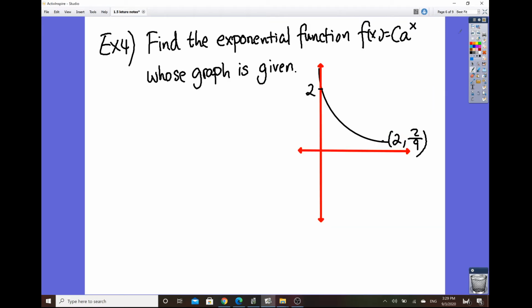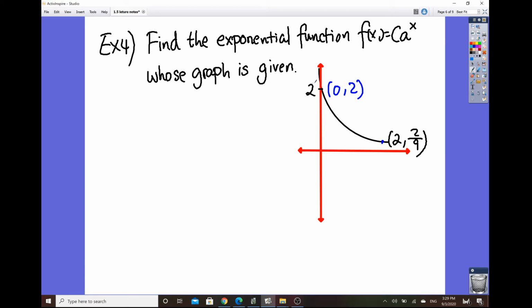Okay, so now let's see. Find the exponential function, or the model, c times a to the power of x, with the given points. We have two points here. One is the y-intercept, (0, 2), and the other one is just a random position, (2, 2/9).